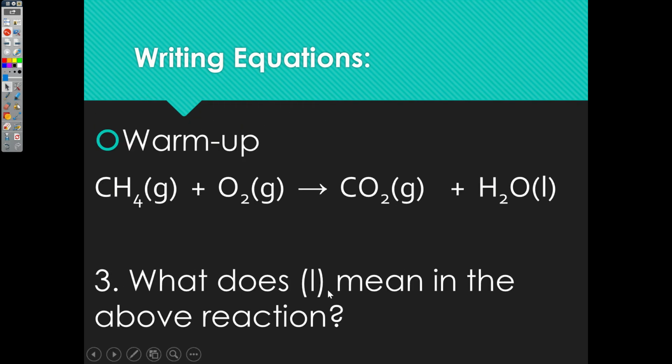One more question. What does the parentheses L mean in the above reaction? Notice it here. That L means that it is in the liquid phase. Remember, a letter in parentheses is just the phase that compound is in. G for gas. If there was an S, that would be solid. And again, AQ means that it is aqueous, dissolved in water.